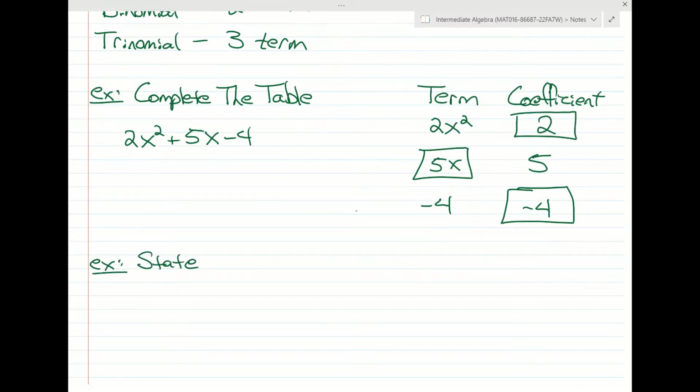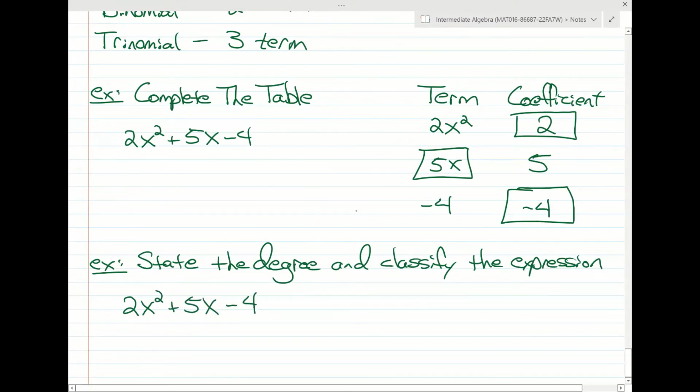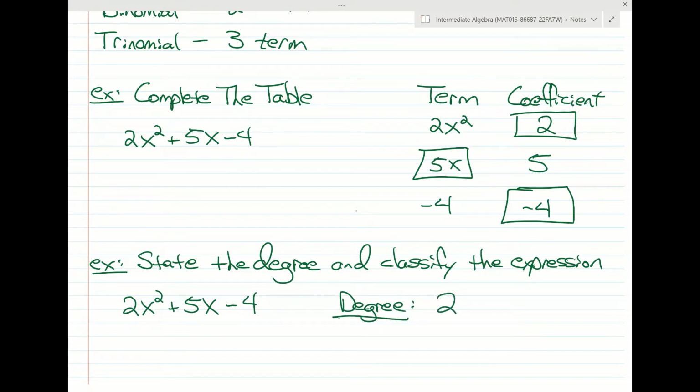But if I asked you to state the degree and classify the expression 2x to the second plus 5x minus 4, what would be the degree of this? 2. Degree is just the highest variable power. And this is 3 terms, so it's called a trinomial.